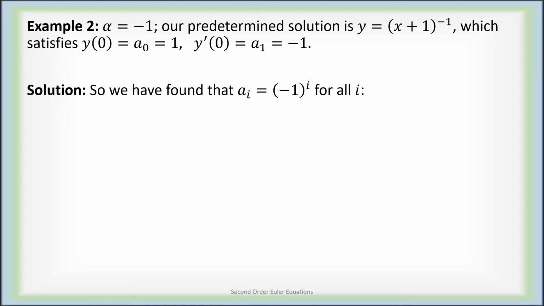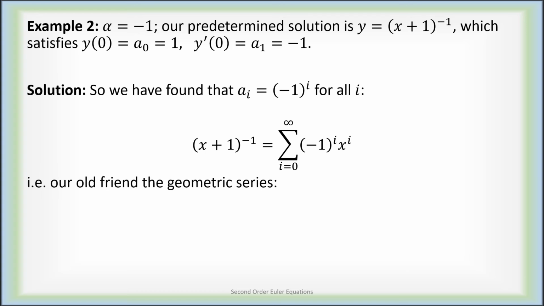So having proven that a sub i is just negative 1 to the i for every i, the power series for x plus 1 to the minus first is just the sum of a sub i x to the i, where a sub i has this known form now. In other words, it's just the plain old geometric series. This is just negative x to the i.